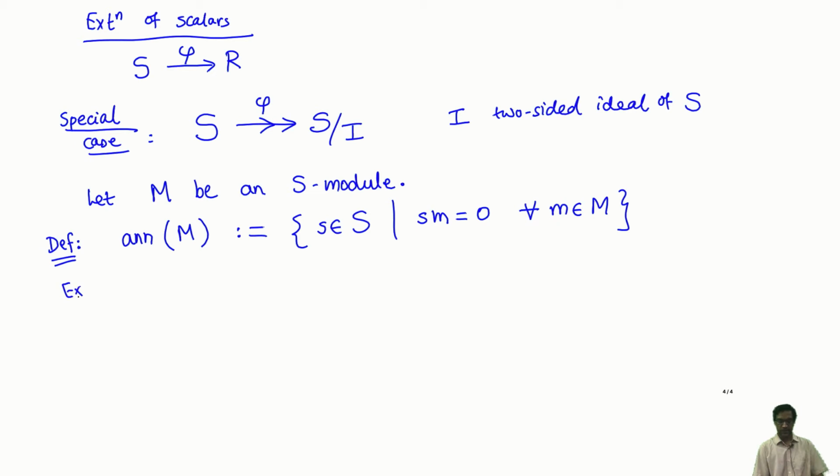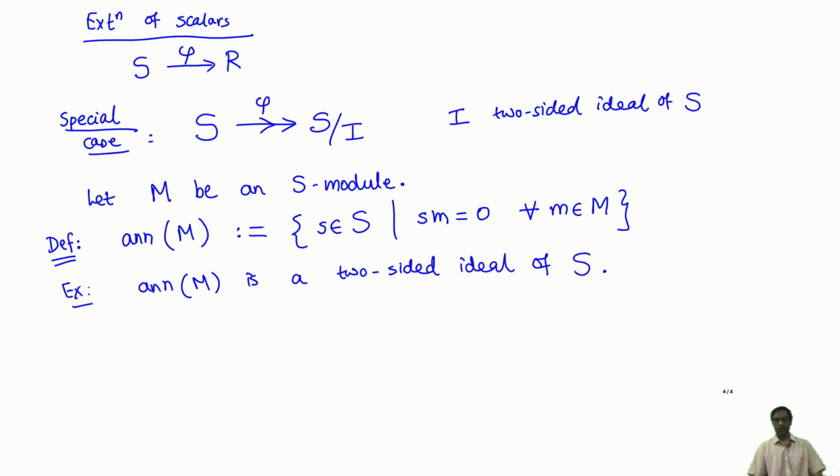Now here's a little exercise. The annihilator of M is a two-sided ideal of the ring S. It's an easy verification. You just need to check that whether you multiply things on the left or on the right, the element continues to be in the annihilator, and also that it's closed under addition. So it just follows from the definition. The annihilator of a module is a certain two-sided ideal of my ring S.